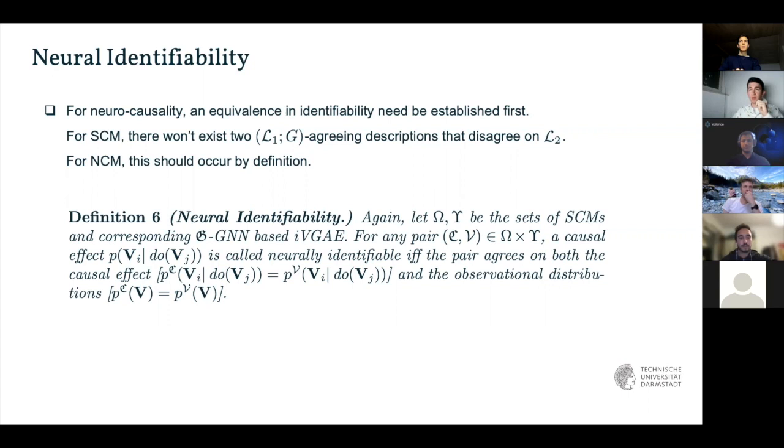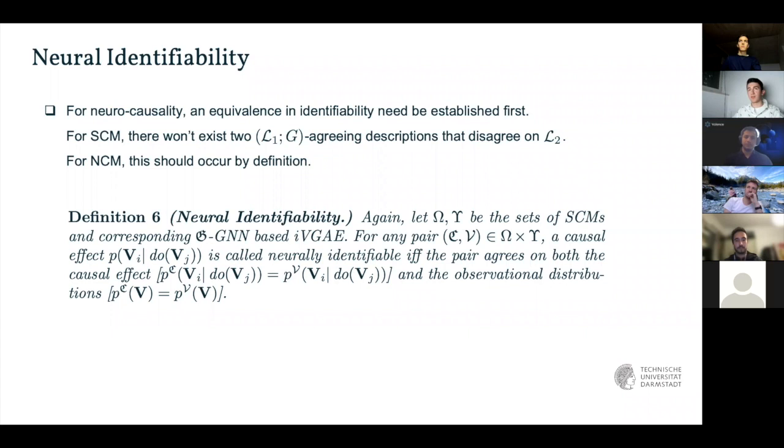But you have to put this kind of definition first to the NCM, and this is what we did here as well, right? It also follows very naturally from what Xia et al. did. So there you have an NCM and an SCM pair. You are saying they also have to agree. This is really a definition: you want them to match on all aspects. So really for neural causality, you have to have this equivalence established first.